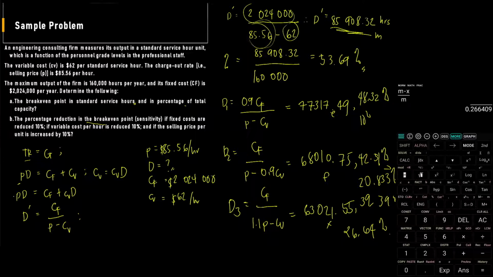So therefore, kung i-compare natin dun sa fixed cost at saka sa variable cost, yung pwede nating babaan, mas sensitive yung break-even point dun sa pagbaba ng variable cost at highly sensitive naman siya dun sa pag-increase ng price per unit.